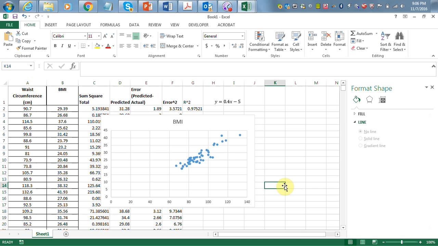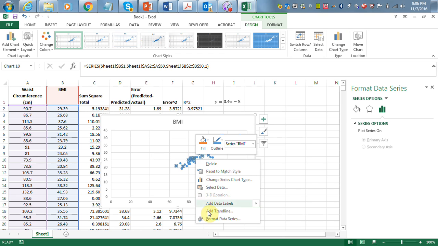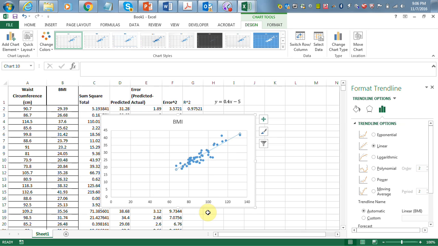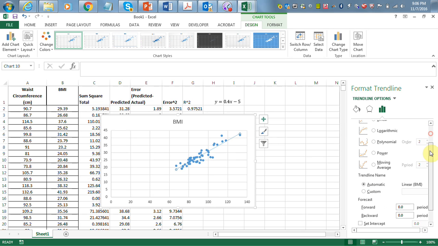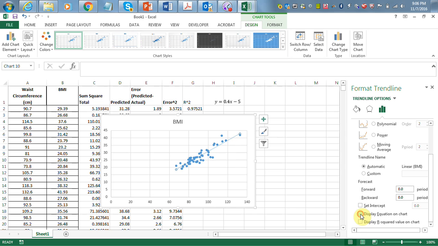So this is what Claude Bouchard, one of my colleagues, found, that waist circumference and BMI are related to each other. So to say that you would rather use waist circumference instead of BMI to measure adiposity or fatness, it's probably they're related to each other already. So now I can, if I check display equation on chart, display R squared, you get up here the best fit line.